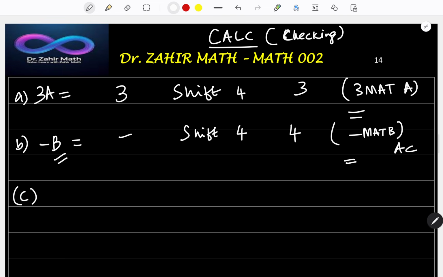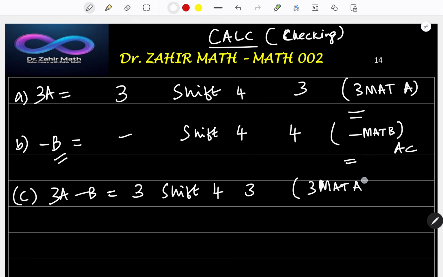Now let's go for the third question, which is 3A minus B. Now press 3. Then shift 4. And then press 3. Your screen will be now 3 times mat A. Then press minus sign. Again you use shift 4. Then you press number 4. Your screen will be 3 times mat A minus mat B.